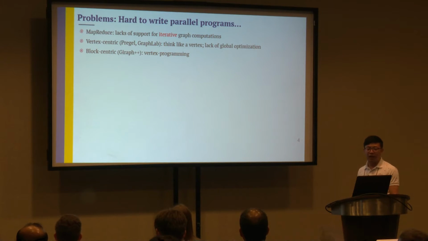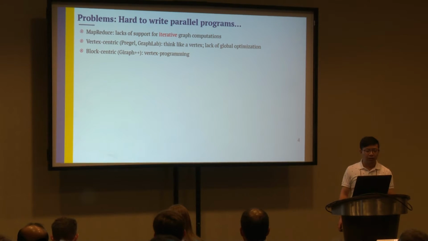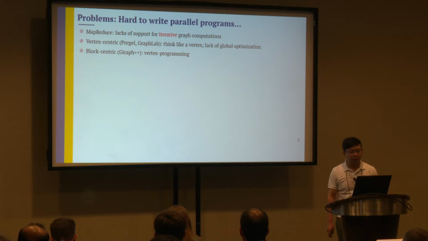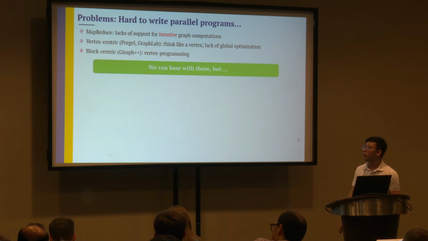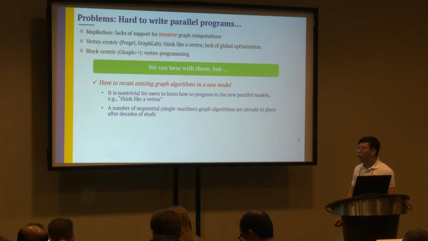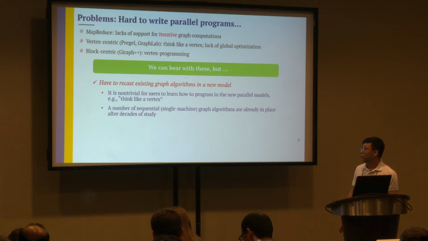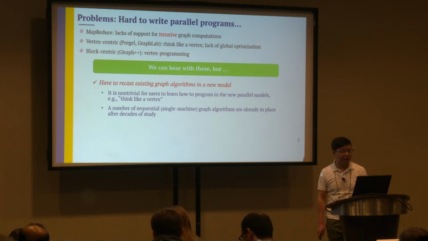The second problem is that it is hard to write parallel programs. For example, MapReduce lacks support for iterative graph computations. The vertex-centric models like Pregel and GraphLab ask users to think like a vertex. The block-centric model inherits vertex programming. We can bear with this, but the users have to recast existing graph algorithms into a new model. On the one hand, it is non-trivial for users to learn how to program in new parallel models. And on the other hand, a number of sequential graph algorithms are already in place after decades of study.